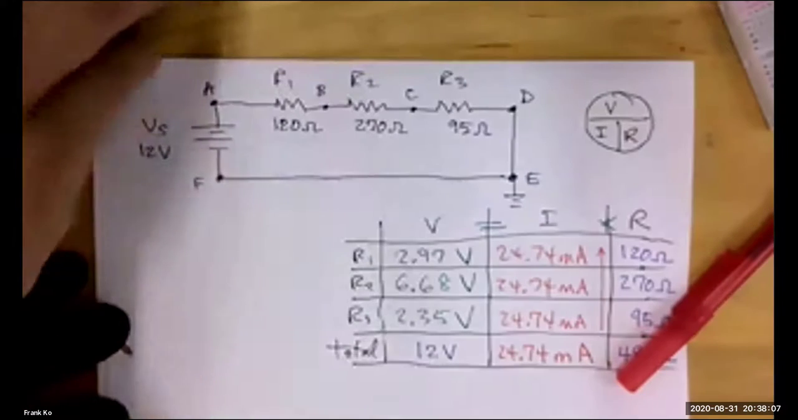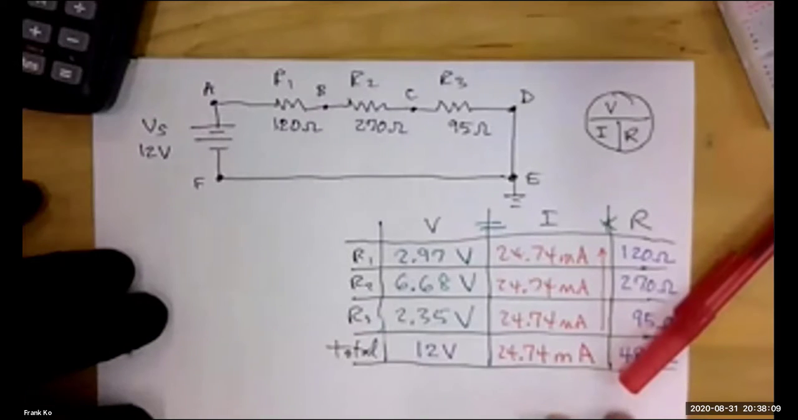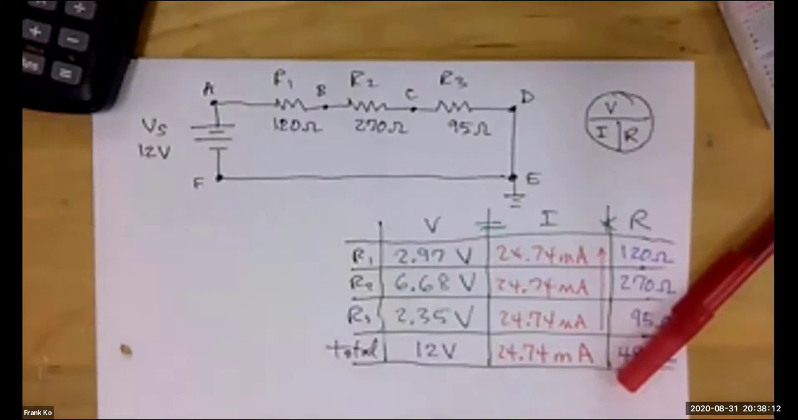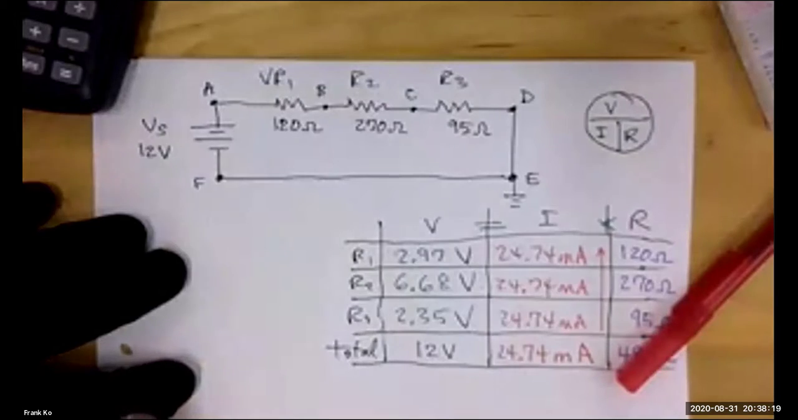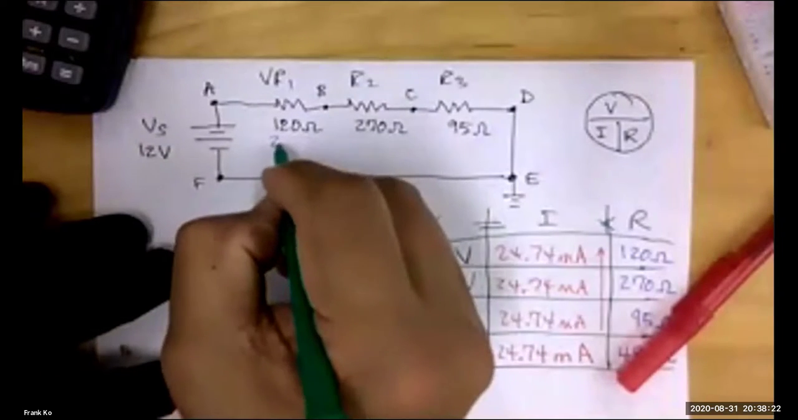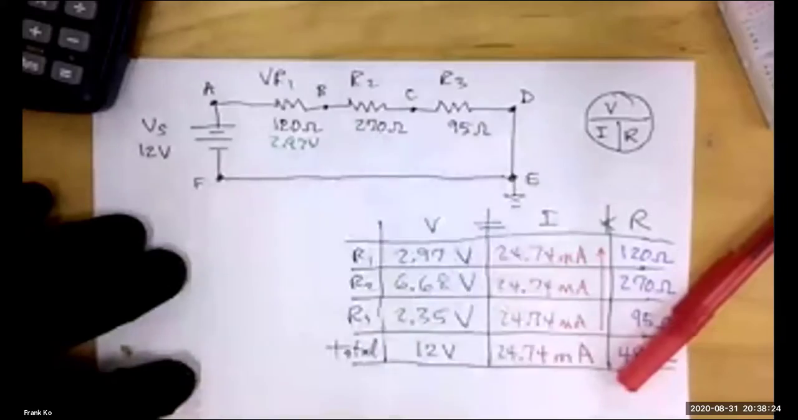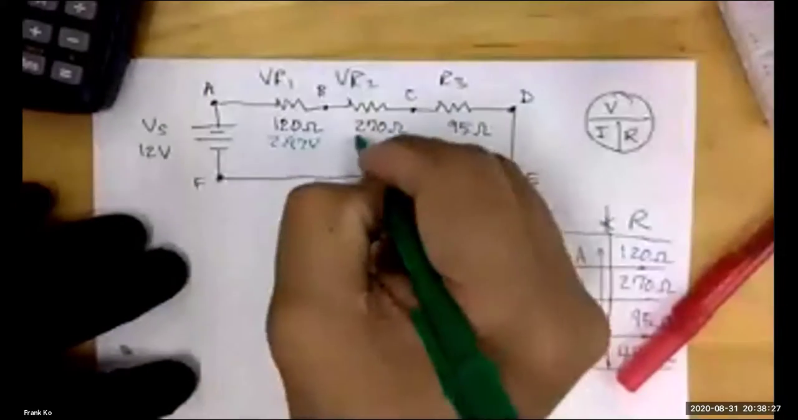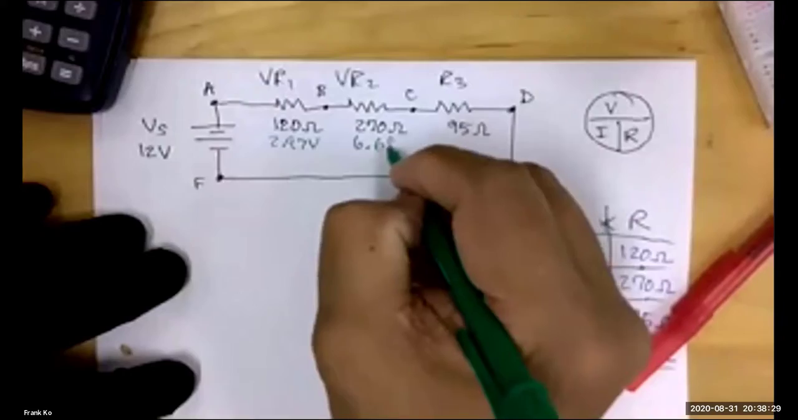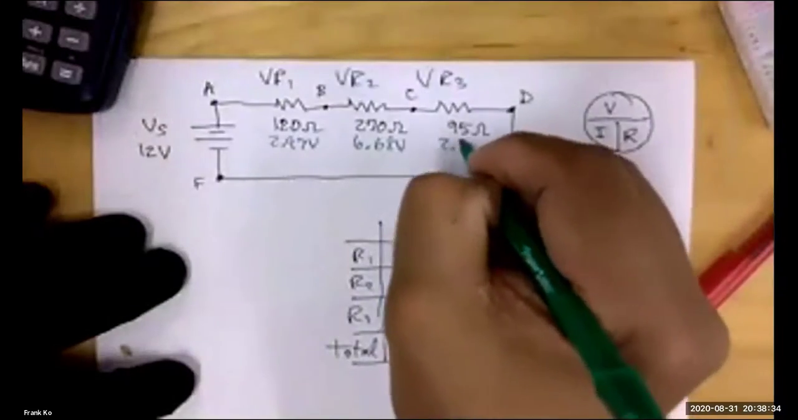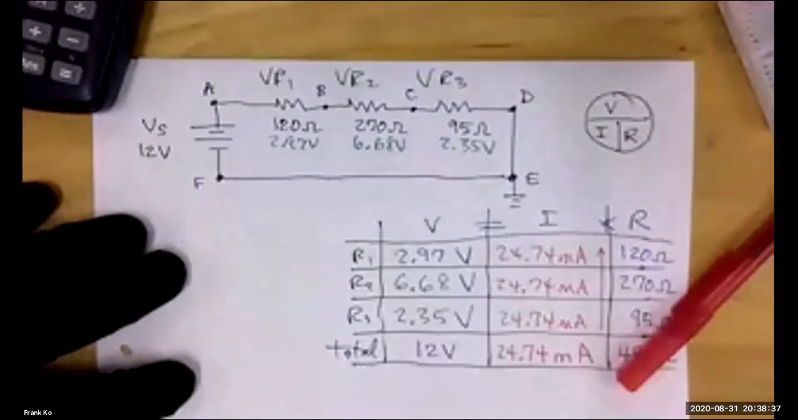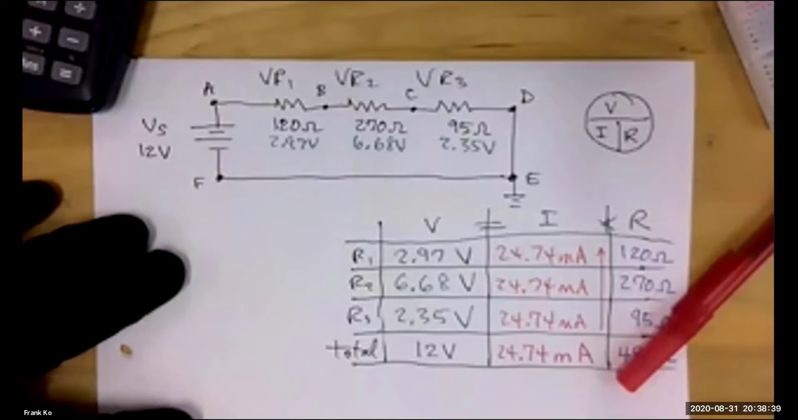Now, when you go to do the measurement of these, the values that you're going to measure, your VR1 is going to come out to be 2.97 volts right here. Your VR2 is going to be 6.68 volts over here, and your VR3 is going to be 2.35 volts over here. And I saved some space so that we can write these values down. So far, so good?